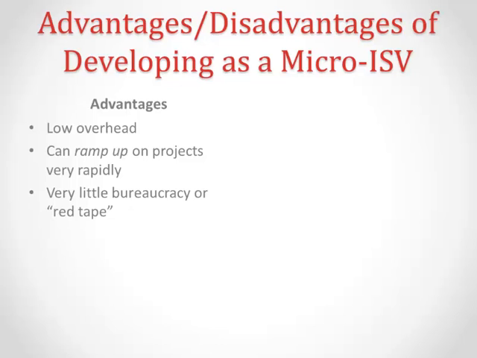If you need to talk to somebody in a micro ISV, you usually just get up and walk over to their office or over to their cubicle and start talking. There's no need to set up appointments, go through secretaries, or any of that in order to be able to talk to the guy you need to talk to.